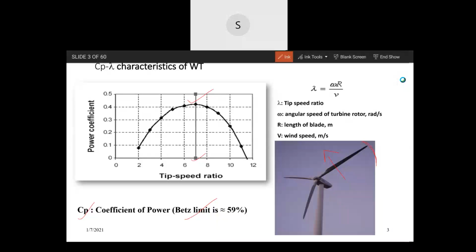Now the power in the wind is because of the kinetic energy in air motion. This energy is partly taken by the turbine, converted by the turbine, but it cannot be fully extracted from the wind because some kinetic energy has to be left with it. Then only the flow can continue.